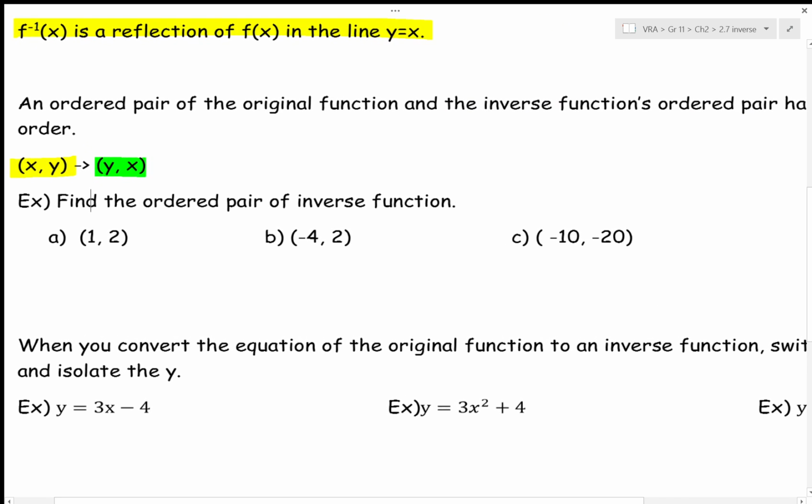So if you look at it, it says find the ordered pair of the inverse function. So let's say 1 comma 2 is a point on the original function. Now if I'm looking at that point and want to find out what that becomes on the inverse, it basically becomes 2 comma 1 by switching the order of it. Okay, now same thing goes for negative 4 comma 2, so that becomes 2 comma negative 4, and then negative 10 comma negative 20 becomes negative 20 comma negative 10. Okay, so you just basically switch the order of it to find the ordered pair of the inverse.